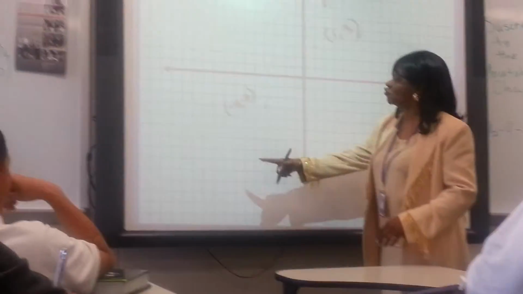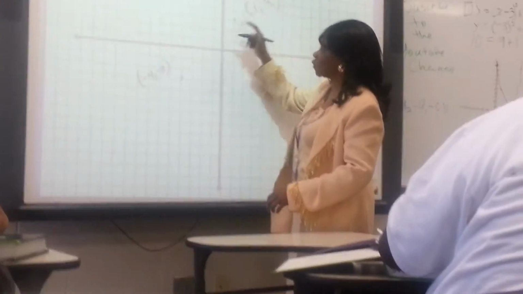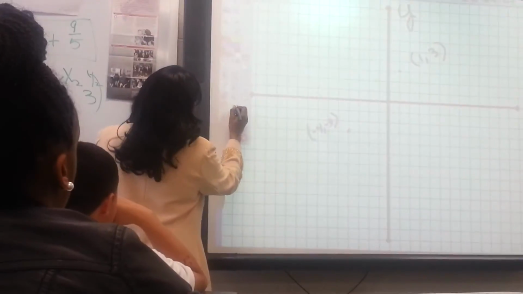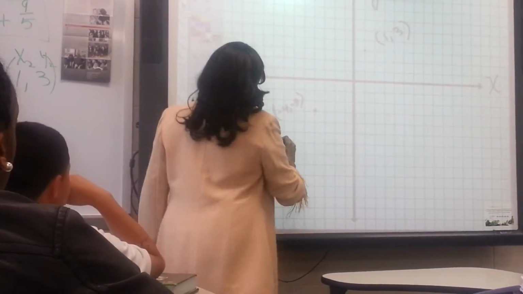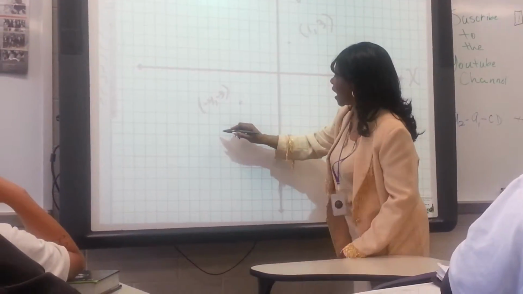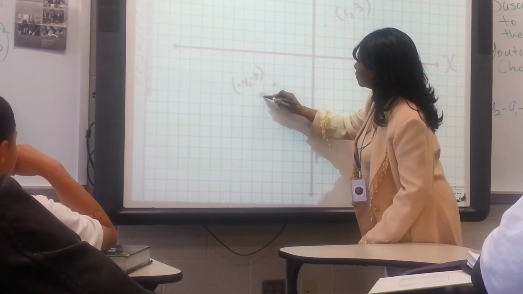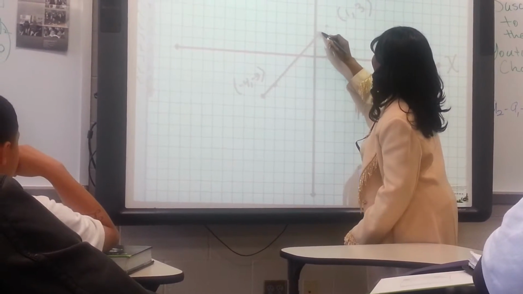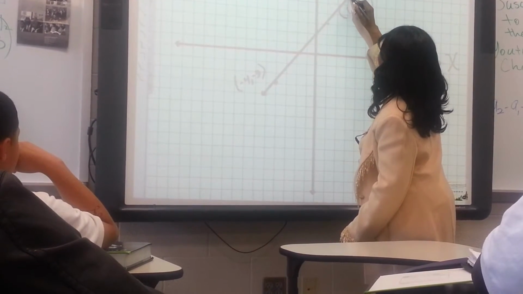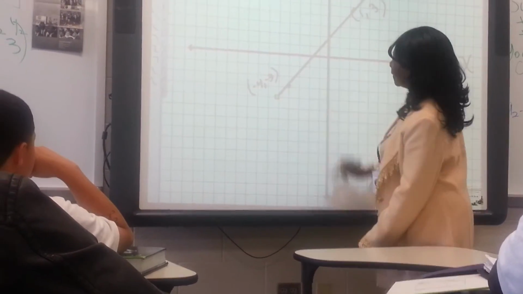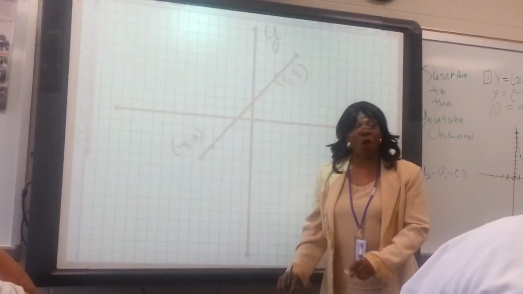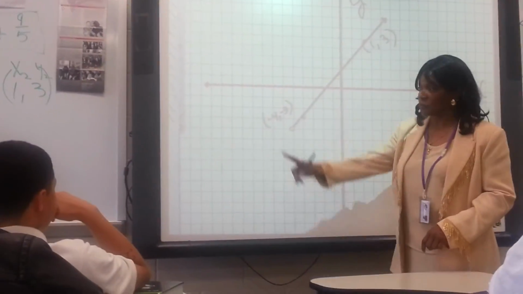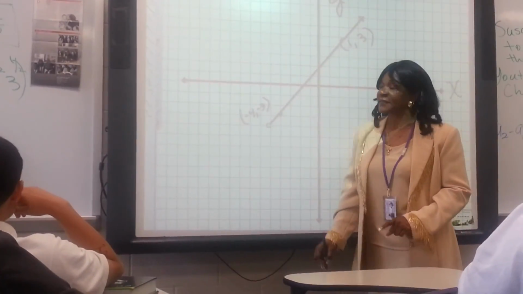I need to go ahead and draw me a line through those ordered pairs. Let's see if I can get that line drawn. Okay. I got a line drawn through those ordered pairs. Now, what is your slope over there? We just found it. 6 over 5.